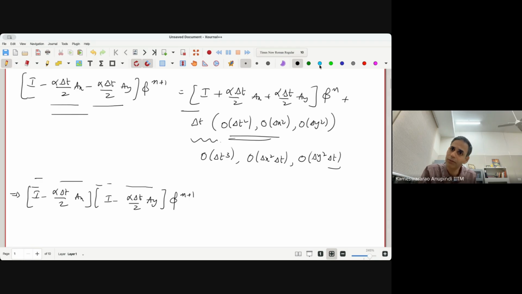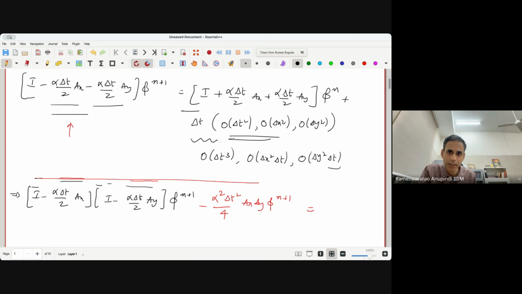But then you're left with what happens when you multiply minus alpha delta t by 2 ax and minus alpha delta t by 2 ay. That term is missing here, right? So that is not there. So when I write this equal to the product of these two, I should also subtract off, because it's going to produce plus alpha square delta t square by 4 ax ay phi n plus 1. So that is what I'm going to subtract off on the left hand side. Now this entire term is equal to what is here. Okay, so that is now equal.